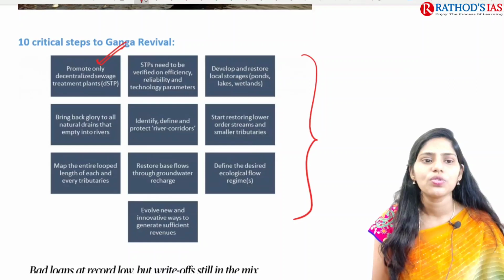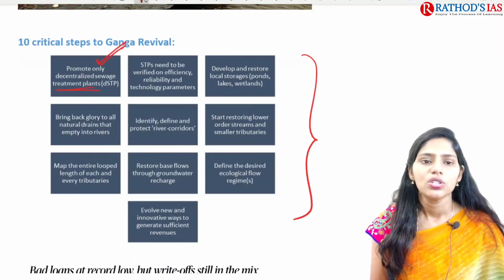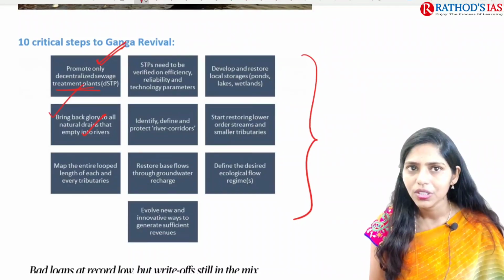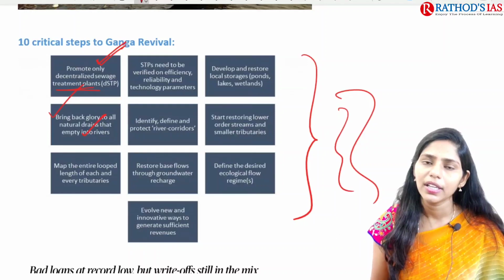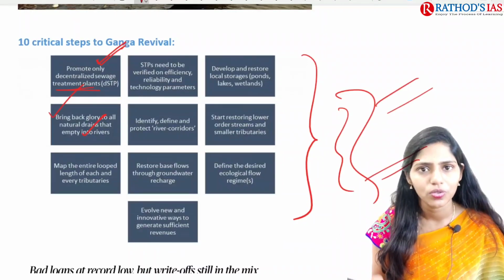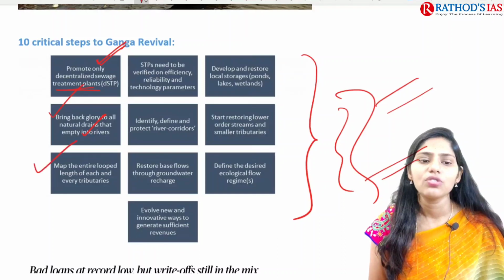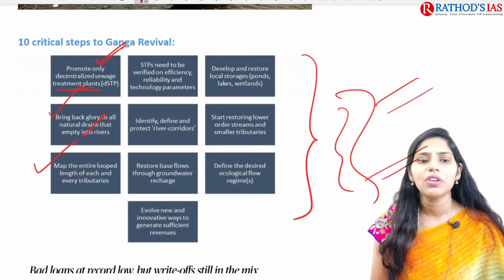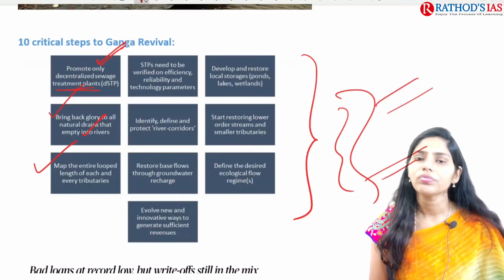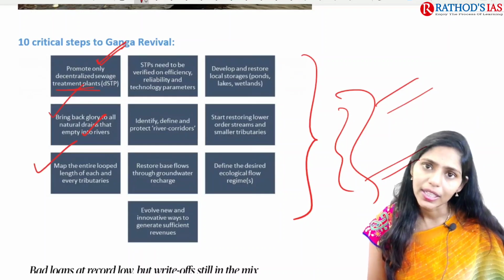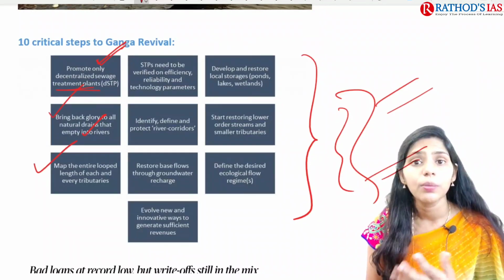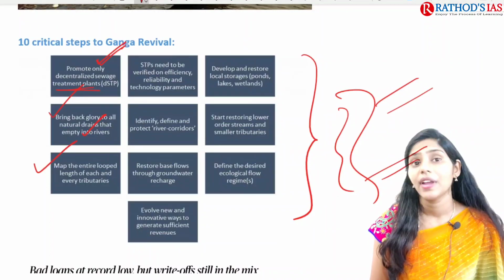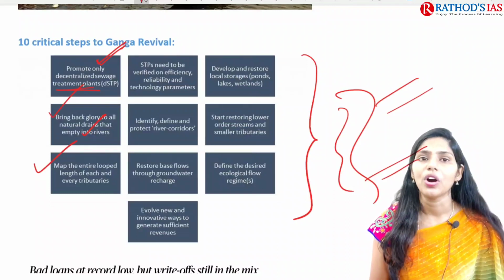The first one is we have to focus on sewage treatment plants. We have to bring back the glory to all natural drains that empty into the river. Not only the main river should be cleaned, but even the tributaries which are joining it, we have to focus on them as well. And we have to map the entire length of each and every tributary. In the sewage treatment plants, we have to verify the efficacy, focus on reliability, and focus on how we can improve the technology. We have to identify and define the project river corridors, and we have to restore the base flow through groundwater recharge.